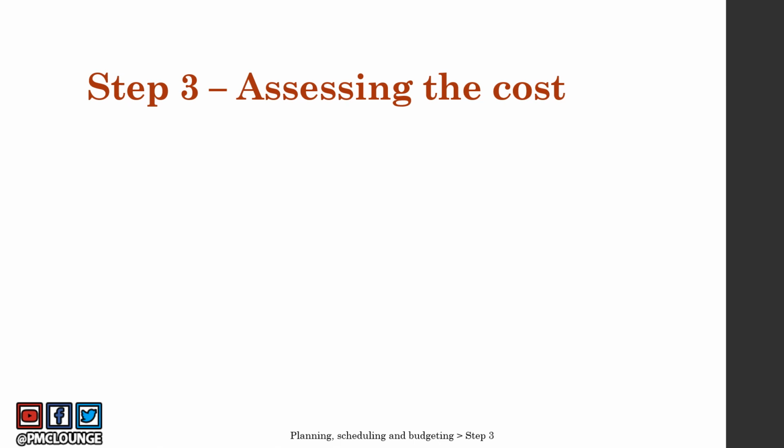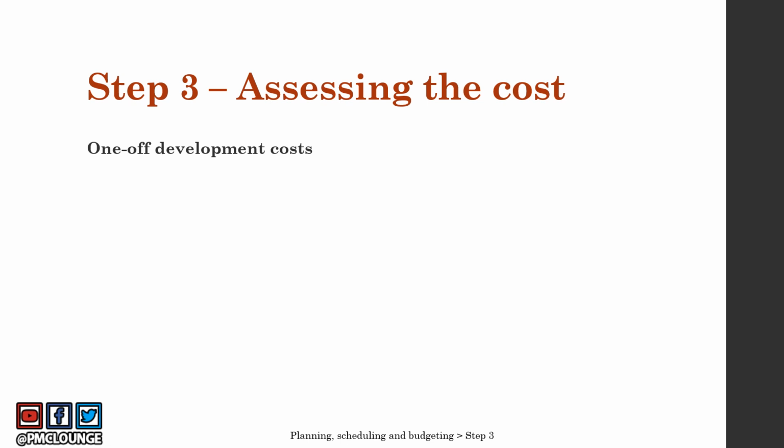Okay, step three is all about assessing the cost. So we talked about schedule. Let's talk about the cost of the project. And there are typically two types of cost. First is one-off development cost, and the second one is ongoing operating cost. So first we will just talk about the one-off development cost.